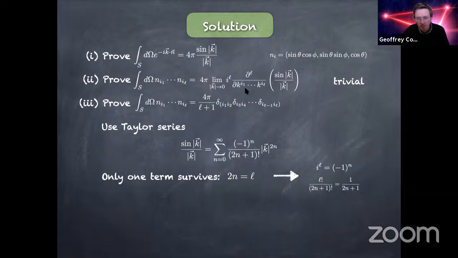Then i to the power L is i to the power 2n, so it's minus 1 to the power n, right? Right. And when you take all these derivatives, you will get an L factorial, because you act on k to the power L, and this is the same as 1 over 2n plus 1. So overall, this factor of minus 1 cancels out here, and you get this factor in front, which is L plus 1, and you totally symmetrize all the indices.